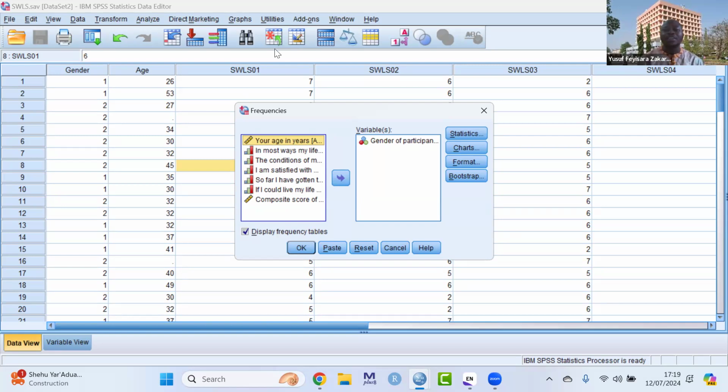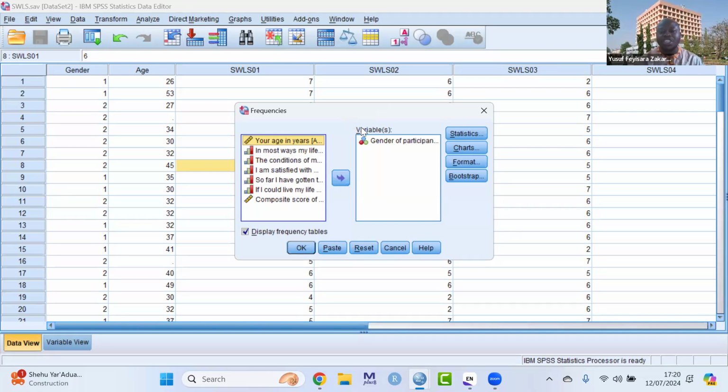So whoever is analyzing for you, if you are not analyzing by yourself, tell the person to start with exploration of the data. The test of normality, they look for outliers, they look for missingness, and these tests should be reported in your thesis. This will let your supervisors, your examiners, and your readers know that you actually know what you are doing. All right.